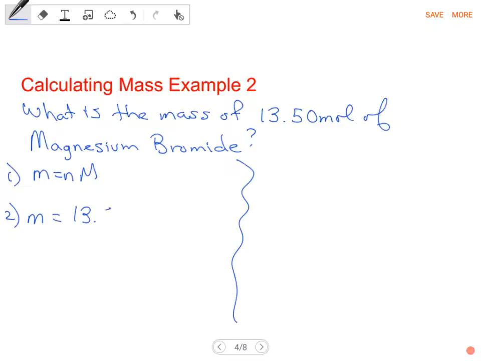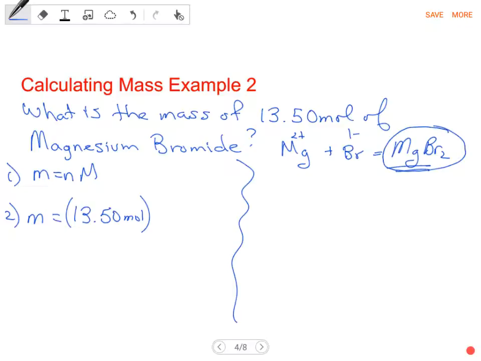We have 13.50 moles. I need my molar mass of magnesium bromide. Well, guess what? We need to figure out that formula. Mg is 2 plus. Br is 1 minus. Our formula is MgBr2. So, think of it, everybody. What if that formula was wrong? If that formula was wrong, we would get a wrong molar mass value, which would mess up the entire question. You must have the formula correct.